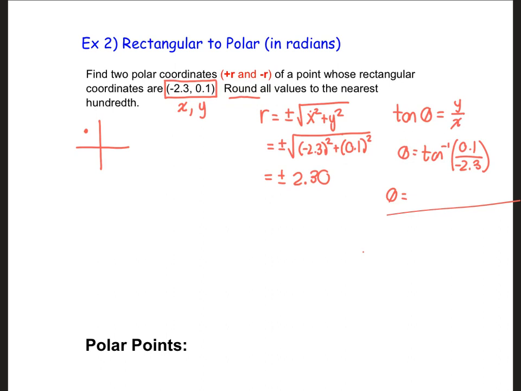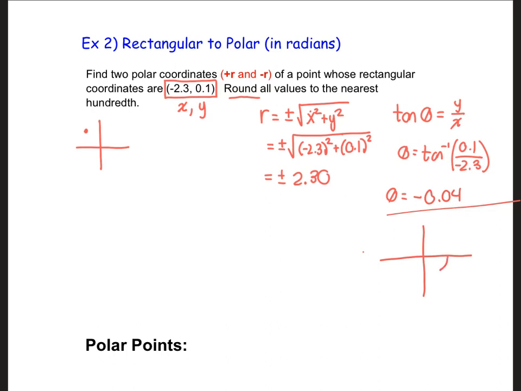Now, when we do throw this into the calculator, don't forget to switch your mode into radians, depending on what you may have been doing the last time. So now we can do, let's clear this, the inverse tangent of 0.1 divided by negative 2.3, and we get around negative 0.04. Okay, negative 0.04.